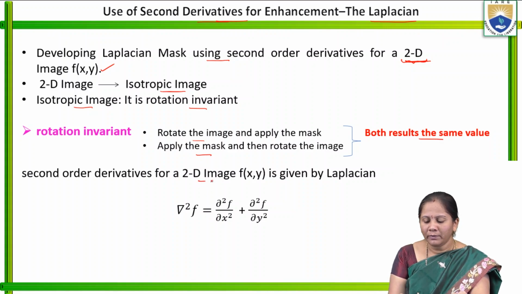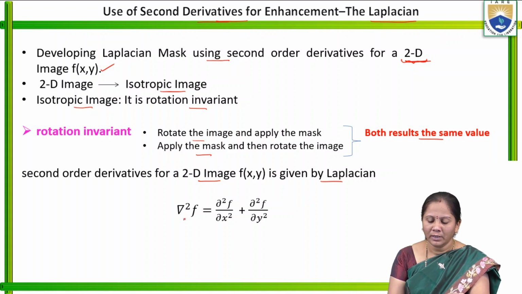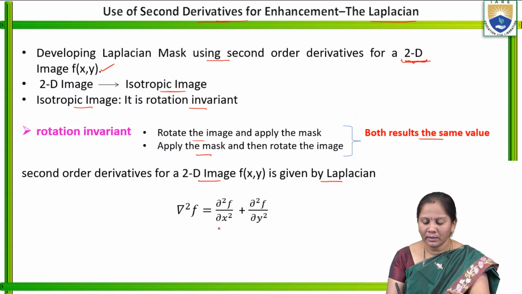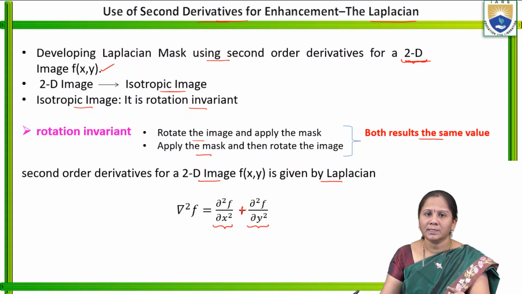So the second order derivative of a two-dimensional image f(x, y) is given by the Laplacian equation. Del squared f is equal to ∂²f/∂x² plus ∂²f/∂y². So we have to individually calculate ∂²f/∂x² and ∂²f/∂y², and then we have to make the sum.